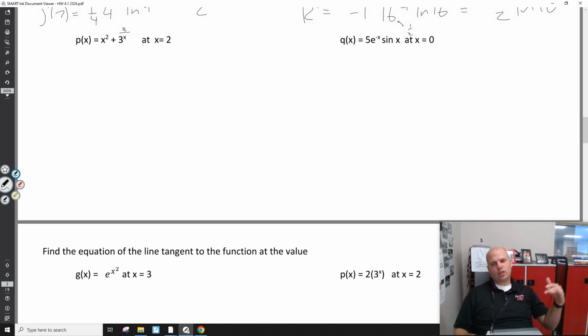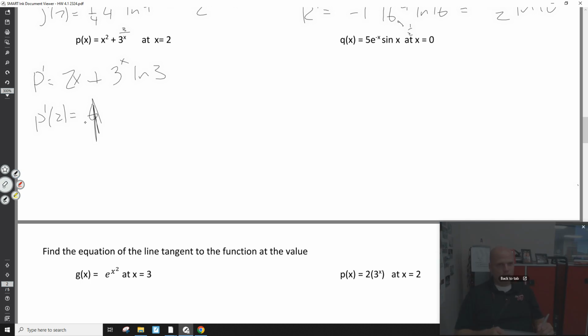3 to the x, changing it. Why did I put this example down? Because if you don't have a product, don't use the product rule. If you just have a sum, the original derivative is 3 to the x log 3. If you plug in 2, you get 4 plus 9 log 3.